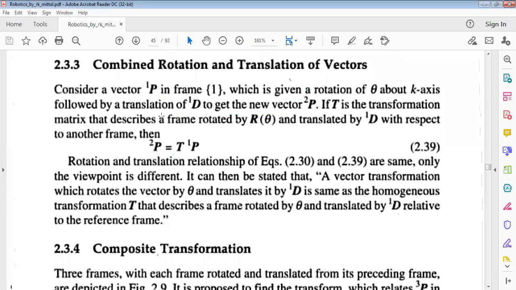So let us read this paragraph. The rotation and translation relationships of the two equations are the same. Okay, in equation 2.30, we discussed coordinate frame rotation and translation earlier, and we have to take that this equation is the same as that. So whether it is vector rotation or frame rotation, it is the same, there are no big changes, but the direction of rotation will be different, that's all.